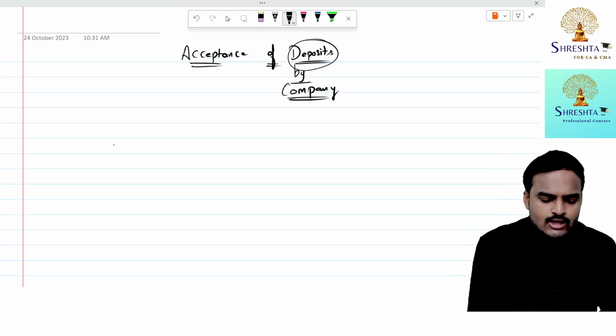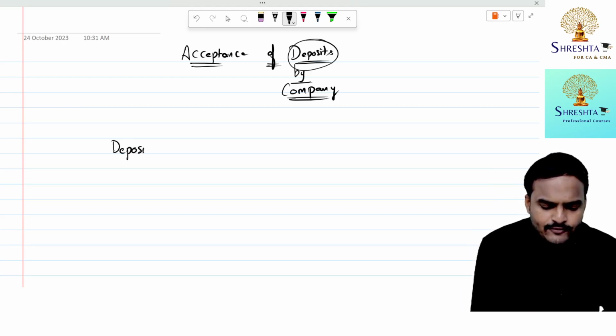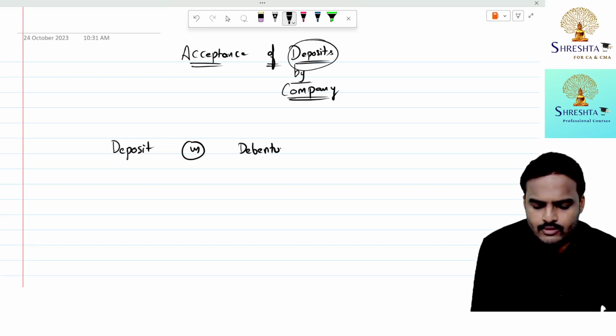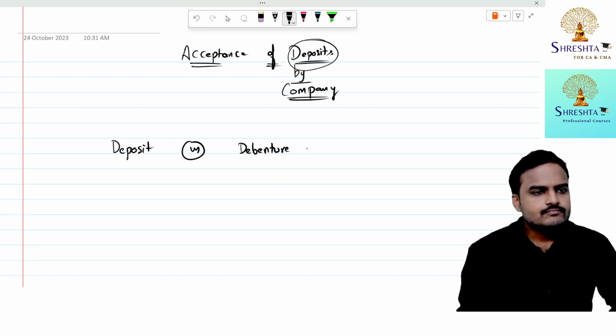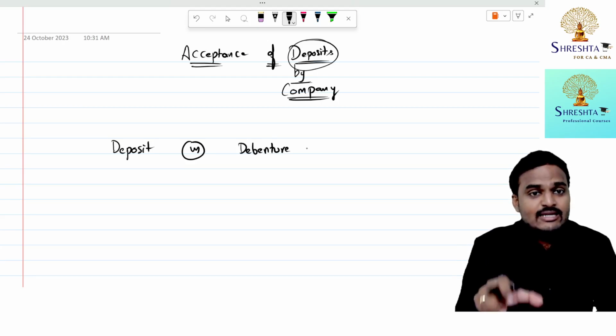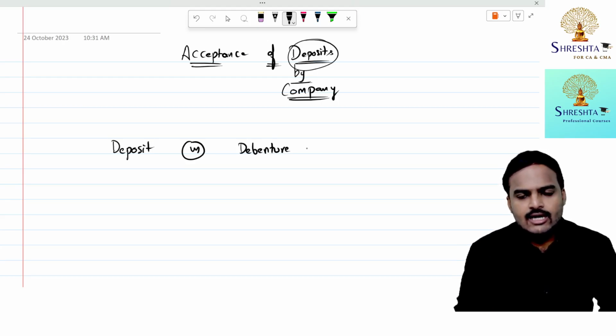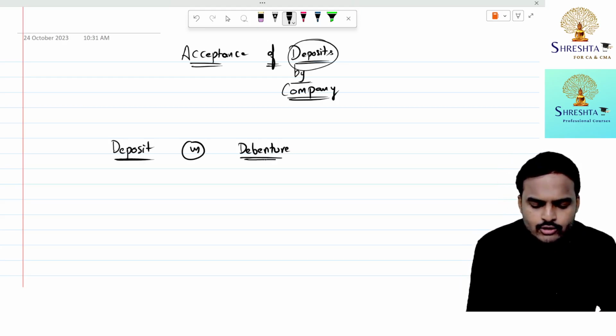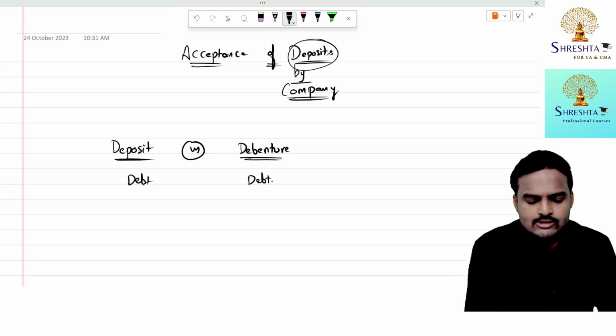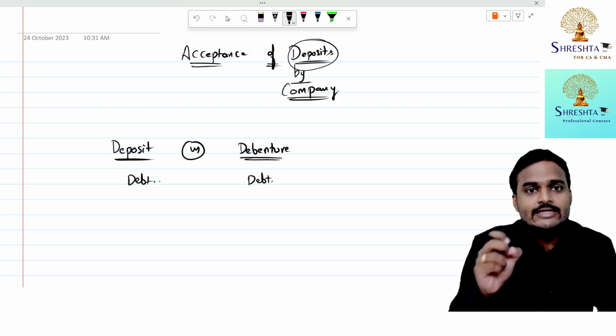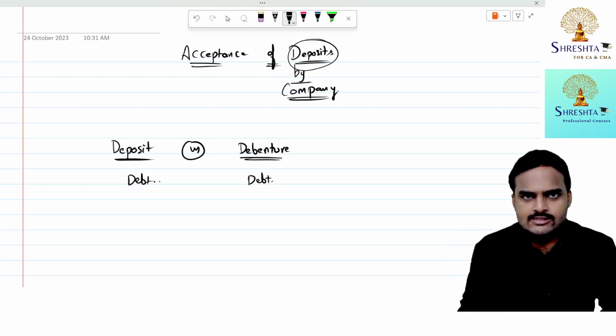Tell me, my dear students, what is the difference between deposit and debenture? First we look at the similarities of deposits and debentures, and then we will differentiate them. Both are debt to the company. Deposit is a debt to the company. Debenture is a debt to the company. That means the company will have an obligation to return this money to the lenders.